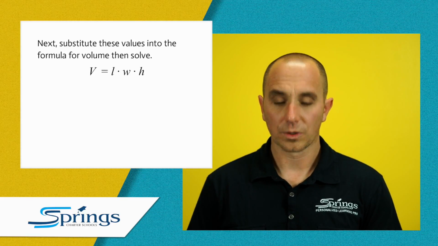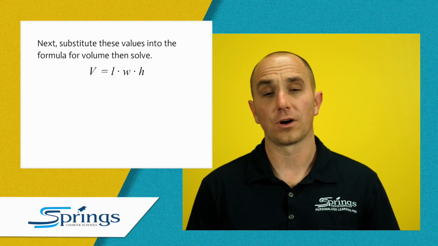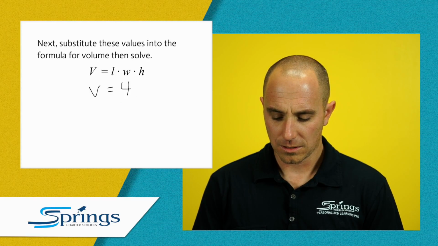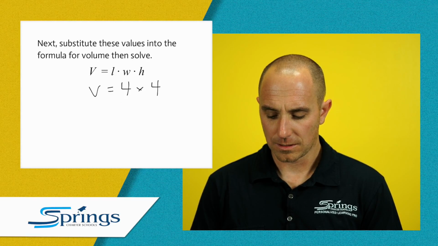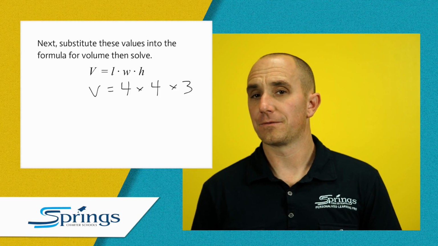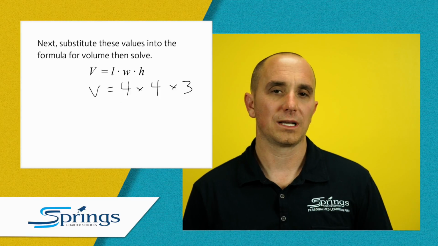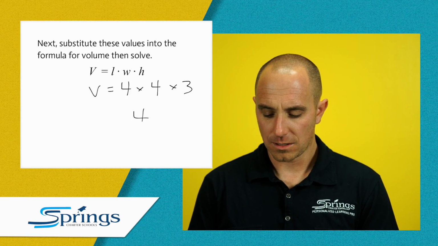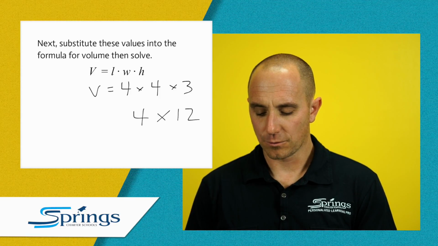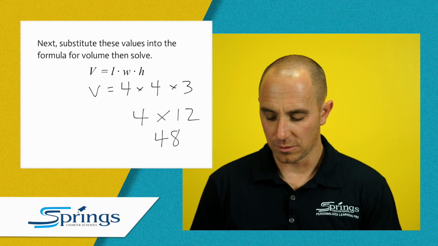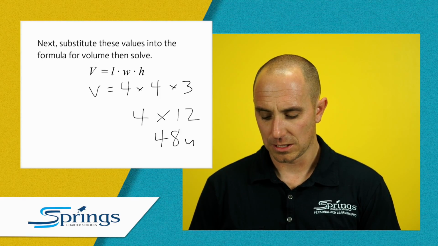Next, we're going to substitute these values into the formula for volume, then solve. So we have volume equals 4 times 4 times 3. For me, I'm going to multiply 4 and 3 first to give me 12, because I know my multiples of 12. Then I'm going to have 4 times 12, and 4 times 12 is 48. So I'm going to have 48 cubic units, or units cubed.